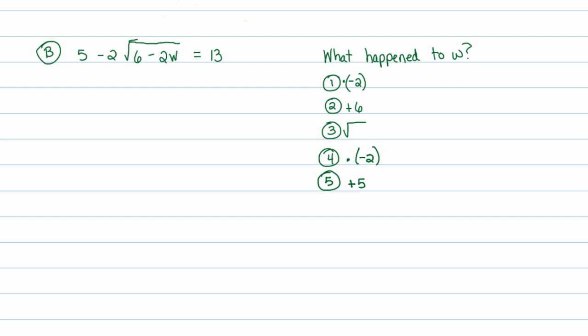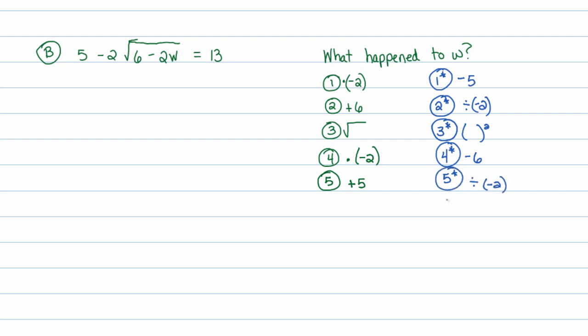So let's untie the knot by undoing every single thing here, doing it in reverse order. Instead of adding 5, we'll subtract 5. Instead of multiplying by a negative 2, we'll divide by a negative 2. Instead of taking the square root, we'll square. Instead of adding 6, we'll subtract 6. And instead of multiplying by a negative 2 again, we'll divide by a negative 2 again. All right, let's do this.